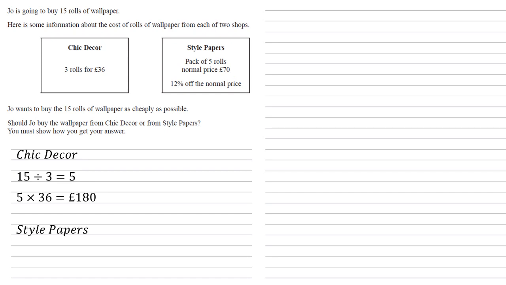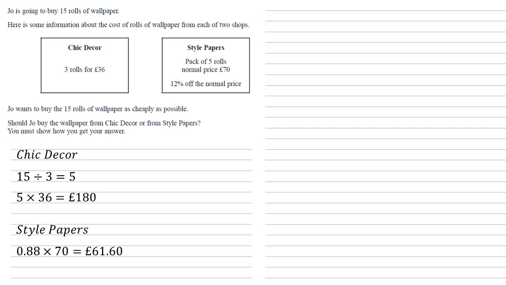There's currently 12% off the normal price of £70. So a pack would cost 0.88 times 70. So remember, we use 0.88. This is our multiplier method. That is 1 minus 0.12. So that is how we find 12% off in one quick go. So 0.88 times 70 equals £61.60 for a pack of 5.